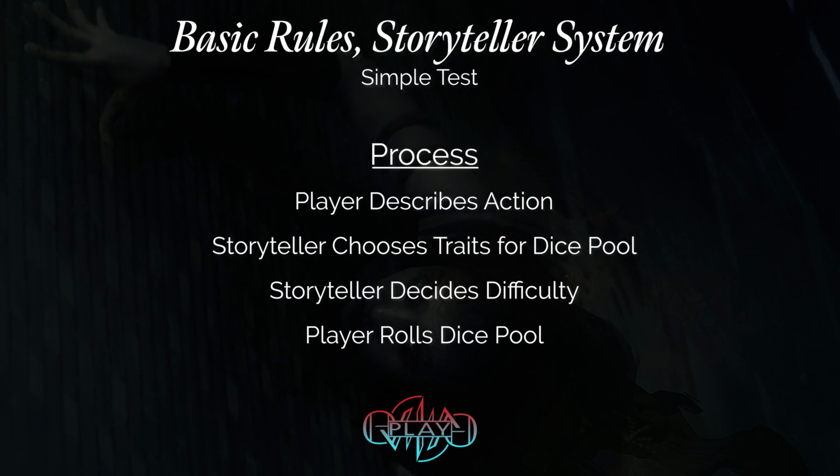There are 2 basic methods of resolution in V5, a simple test and a contest. The process of a simple test is as follows. The player describes what they want to do, the storyteller tells the player which traits will be used to form their die pool, the storyteller then decides the difficulty of the action, and the player needs that many successes or more from rolling their die pool. There may be a simple check which requires only a single dice roll, looking for a single success. This is traditionally only used to determine hunger gain.